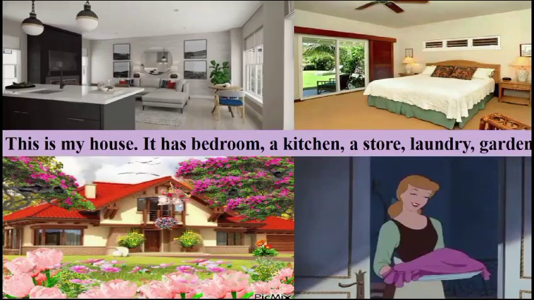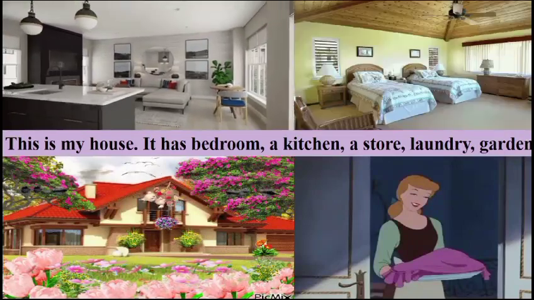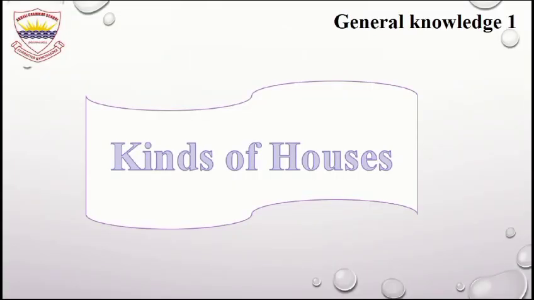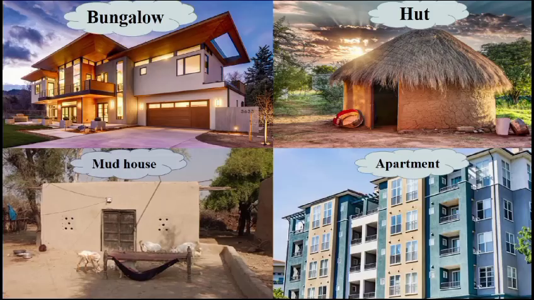This is my house. It has a bedroom, a kitchen, a store, laundry, garden. Kinds of houses: bungalow, hut, mud house, apartment.